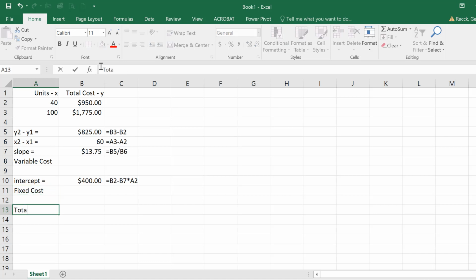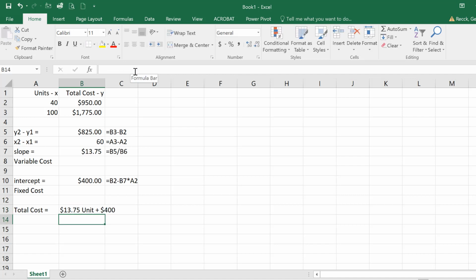And then our total cost is equal to, get rid of that apostrophe and put an equal sign in there. Our total cost is equal to $13.75 for every unit plus $400.